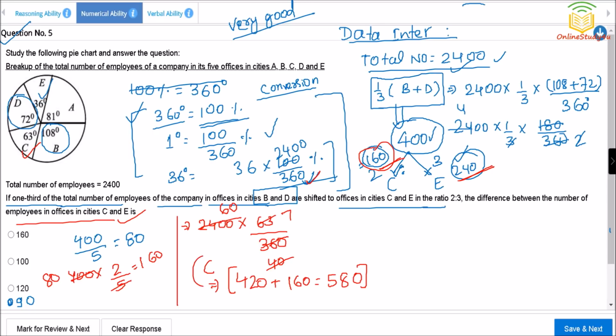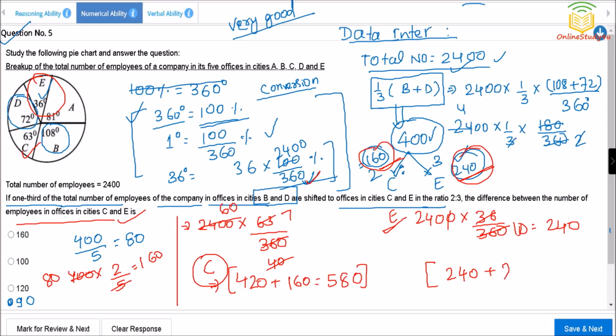Now when we talk about CTE, the total is 2400, and in E you see 36 percent. So 36 divided by 360 is 10 times, 10 gone, so 240. So now there were 240 CTE employees, and again 240 has been moved. So this will become 0, 8 and 4. So friends, the difference is nothing but 580 minus 480. So the difference will be equal to 100, and that will become your answer.